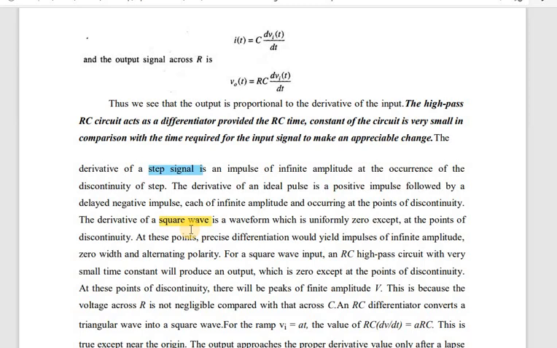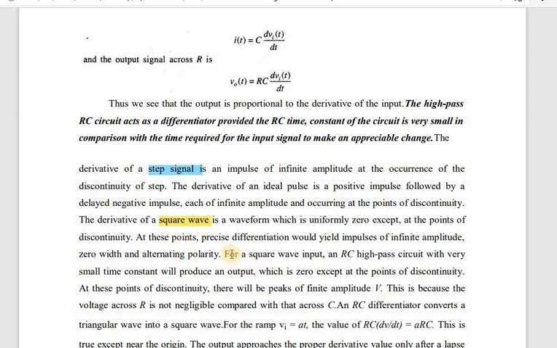If there is a discontinuity, you will be getting a peak as an output, or else you will be continuously getting a 0 as an output. So at this point, the precise differentiation would yield impulses of infinite amplitude with zero width and alternating polarity. So for that reason, for a square wave input, the high pass RC circuit with very small time constant will produce an output which is zero except at the points of discontinuity.